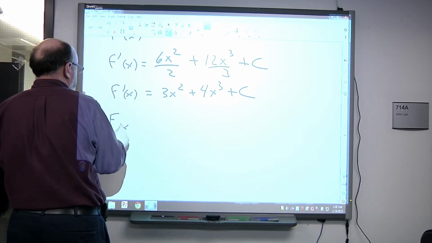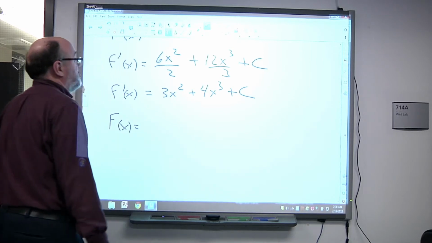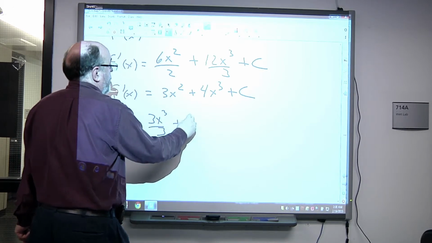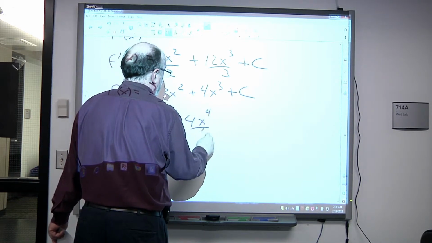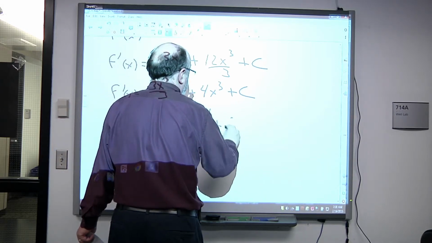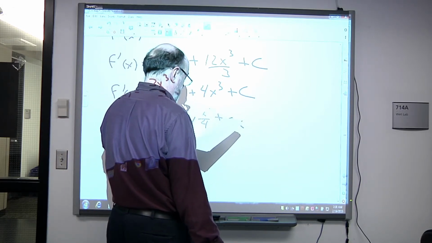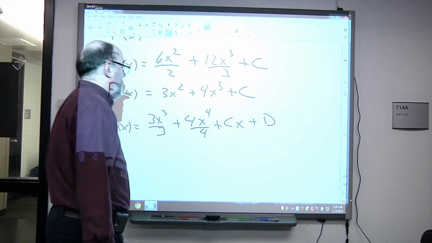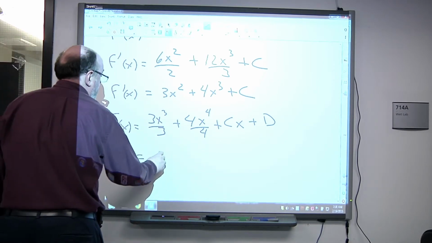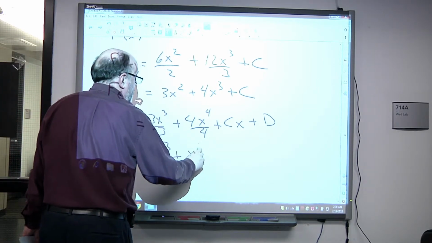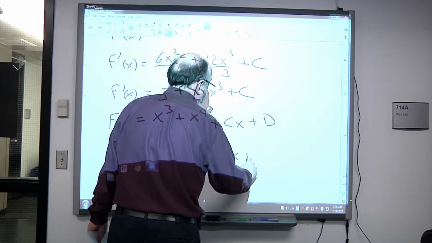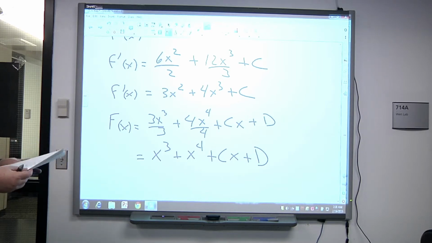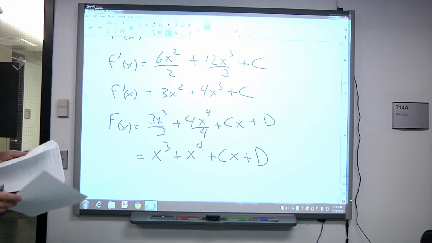And then we get to the original by doing the antiderivative again. And now we get 3x cubed over 3, plus 4x to the 4th over 4, plus cx plus d. And we can simplify this, and we end up with x cubed plus x to the 4th plus cx plus d. And that would be the original. And again, if we knew some information, we could find out what c and d are.